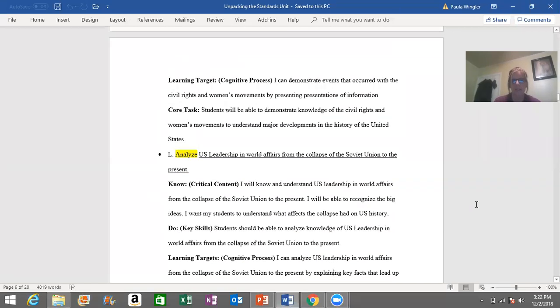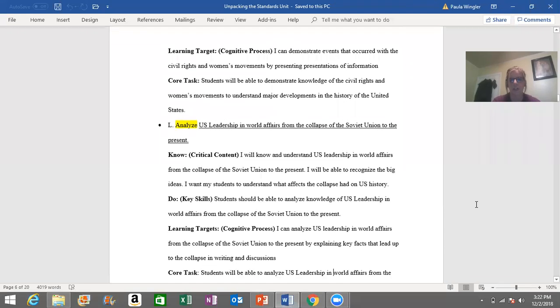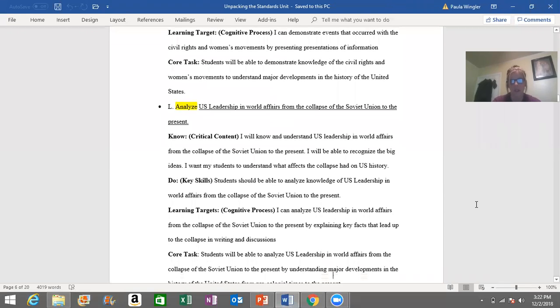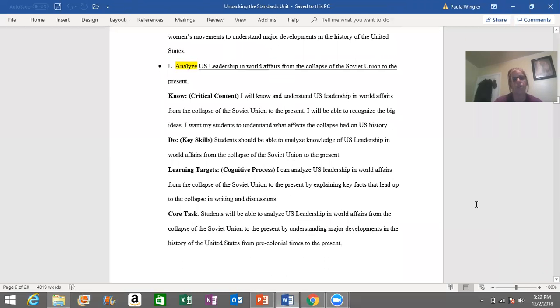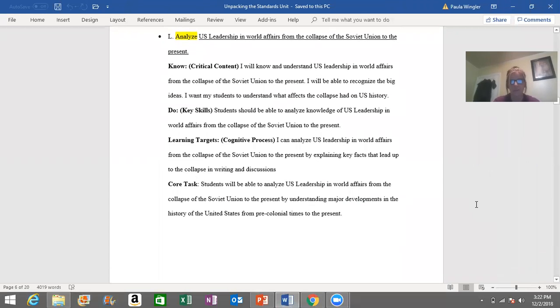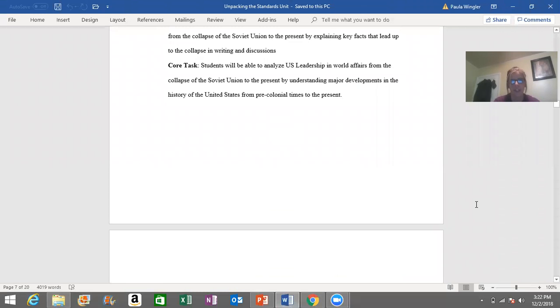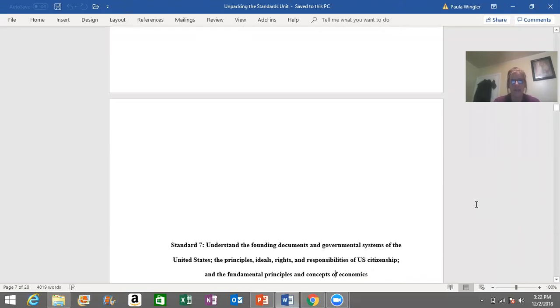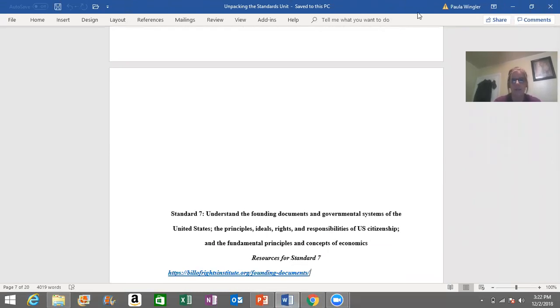L, they're going to be able to analyze U.S. leadership in world affairs from the collapse of the Soviet Union to the present. So they're going to understand U.S. leadership in world affairs, and they're going to realize what the collapse of the Soviet Union means. They're going to be able to analyze knowledge from the leadership. So that is it for Standard 6. I'm going to stop sharing.